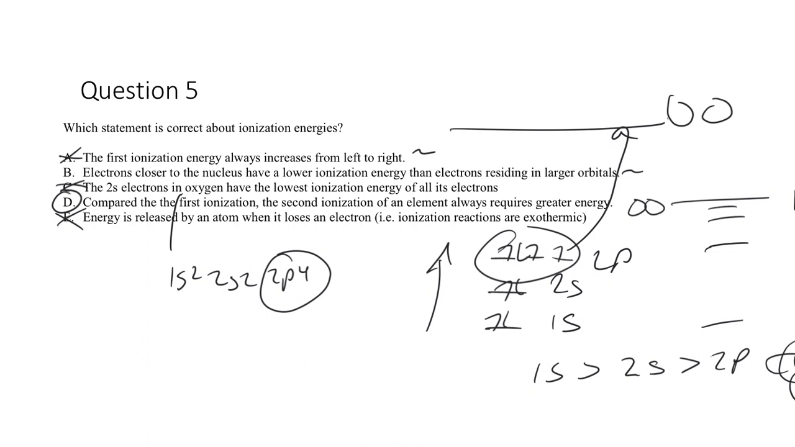Okay, so I think I misread B. It says electrons closer to the nucleus have a lower ionization energy than electrons residing in a larger orbital. The closer to the nucleus would make the ionization energy be higher. So being closer to the nucleus, I just misread that. So this should result in a higher ionization. It's harder to remove the electrons that are right on top of the nucleus because they have that much stronger attraction to the nucleus. So answer D here would be the only correct answer.